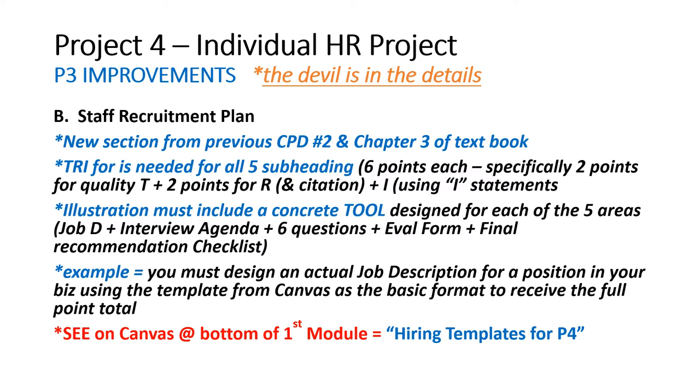The big thing is with the R, make sure you have a citation properly done in text, and then the illustrations need to be I statements, or we statements, of how you are going to do it with your business. The illustrations then need to be a concrete tool that you've designed. Again, the 5 would be a job description. You're going to actually design a job description in your business.